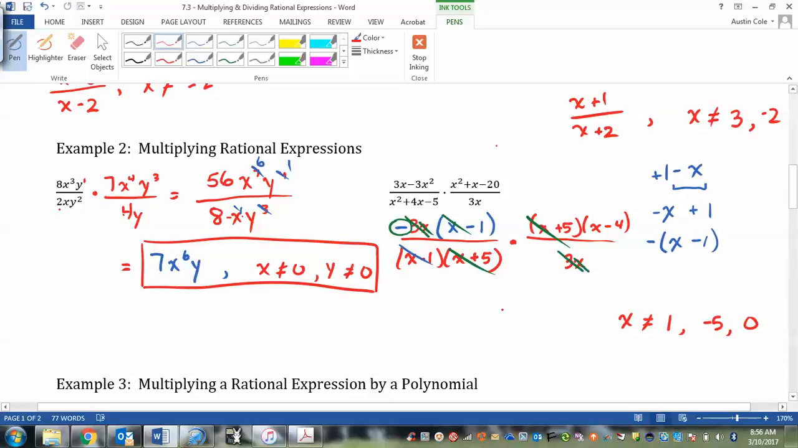I've got a negative. I have x minus 4. Oh, and that's it, right? I don't have anything in my denominator anymore. Okay, so let me just rewrite that. I've got negative times x minus 4.